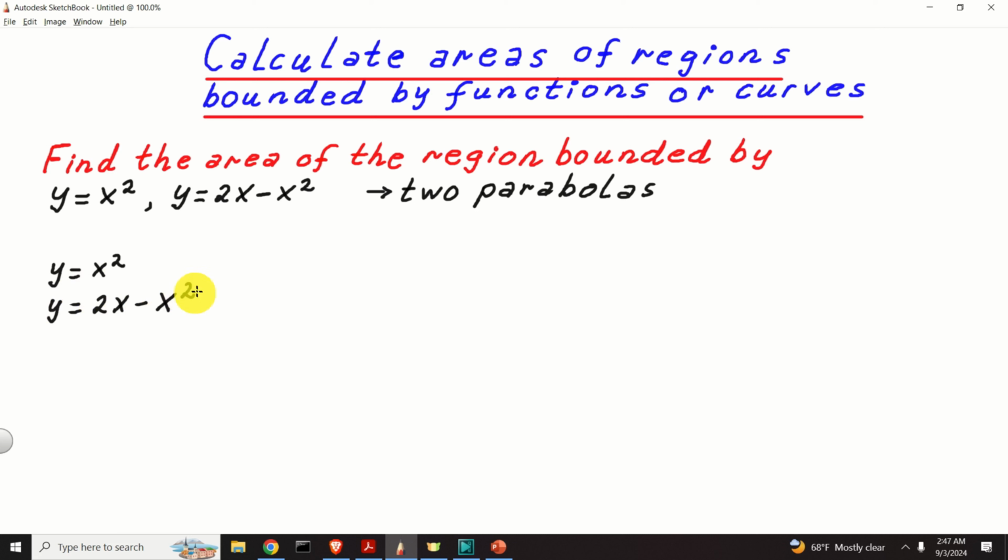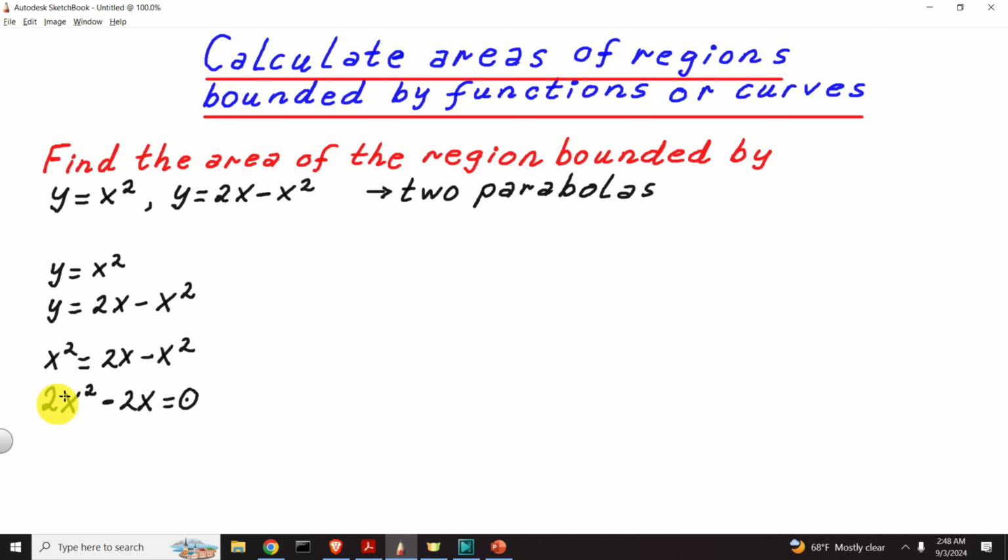To solve this system of equations, we will simply write x squared is equal to 2x minus x squared. Now, what we can do over here, we can simply move this minus x squared to the left-hand side, so we have 2x squared, and we will have minus 2x if we move 2x from the right-hand side to the left-hand side, and this should be equal to 0.